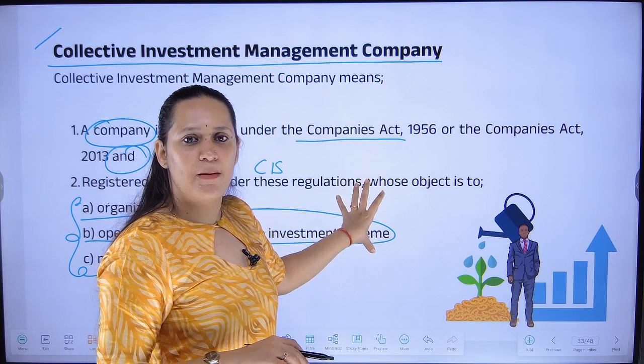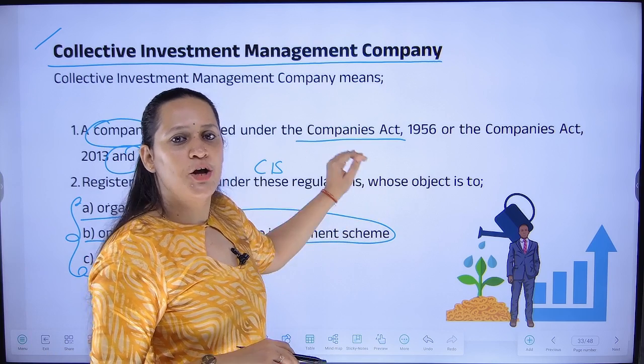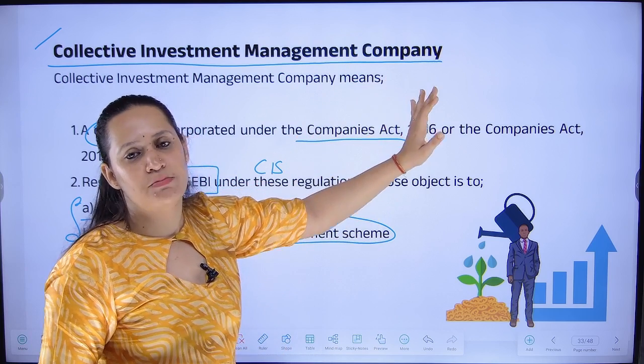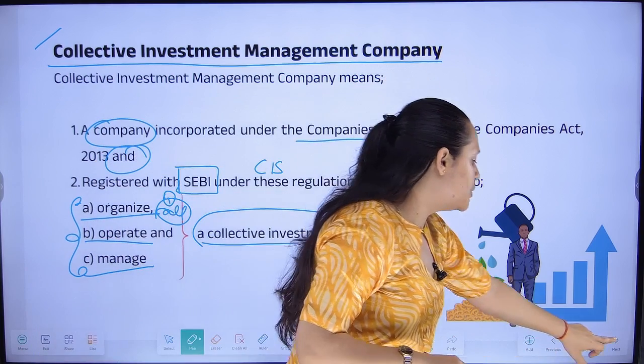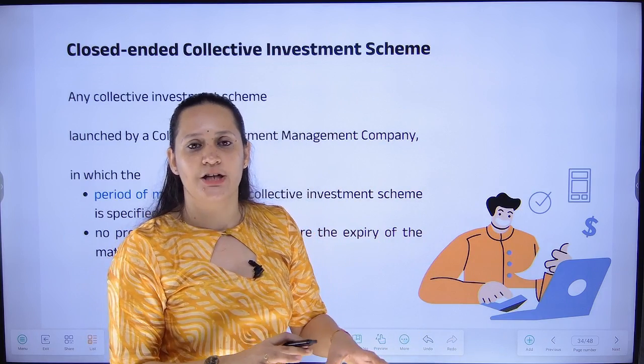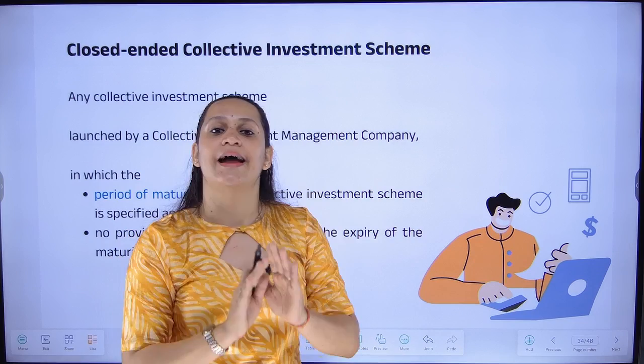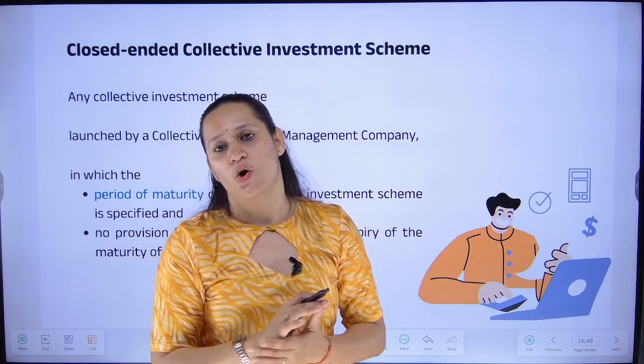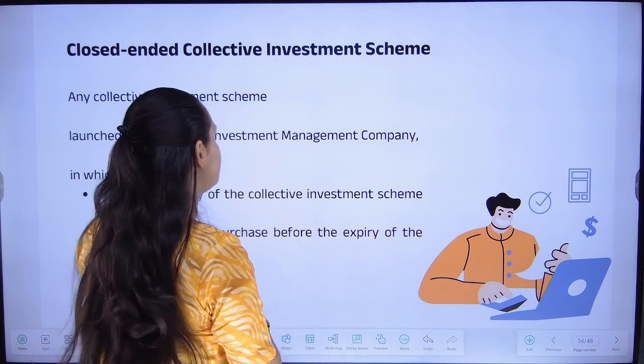So if you're this kind of company with this particular objective, you're going to be termed a collective investment management company, and this company has a lot of obligations under this regulation, because they have to monitor the entire property of the collective investment scheme.